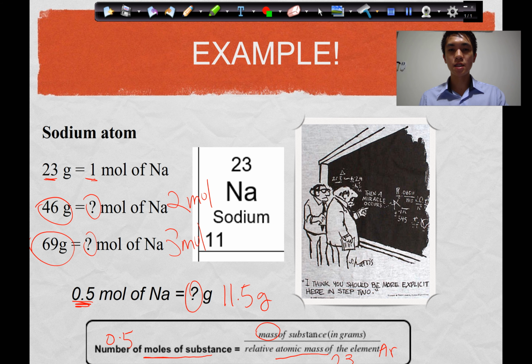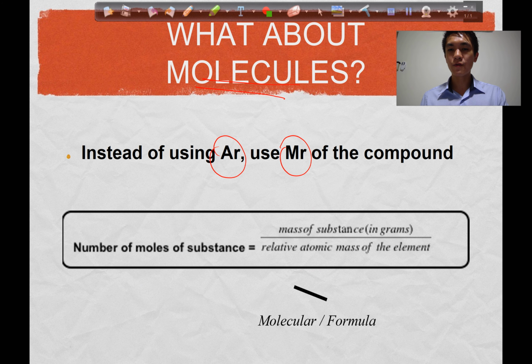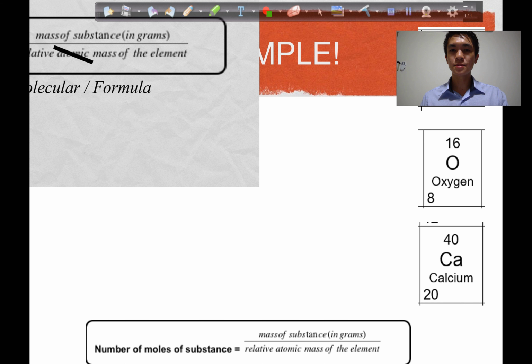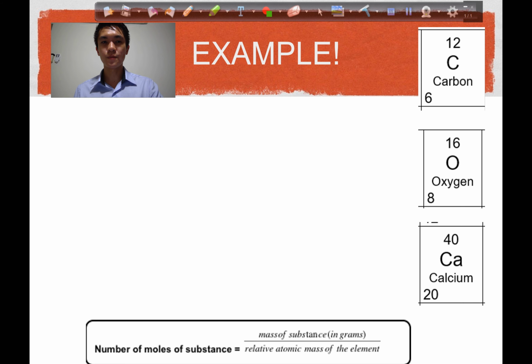Okay, so let me just clear the screen. So what does this mean? What about things in a molecule? Same concept, but instead of using AR, now we'll make use of MR. We have learned this before. MR is just the addition of all the atomic masses. Say for example, we have this. Let me see if I can shift myself.